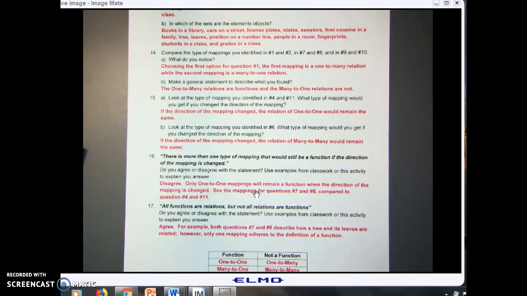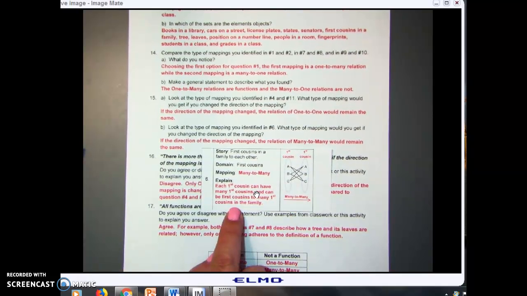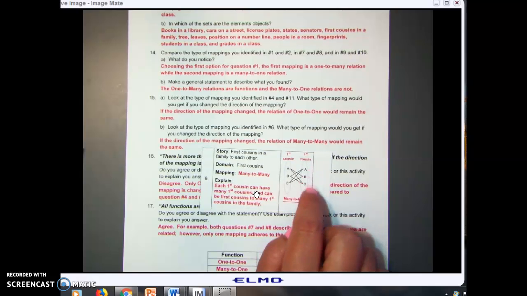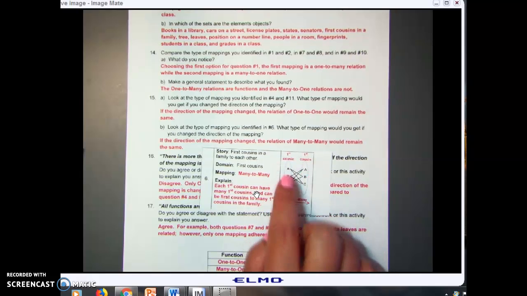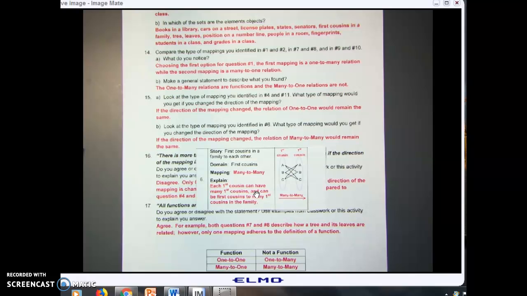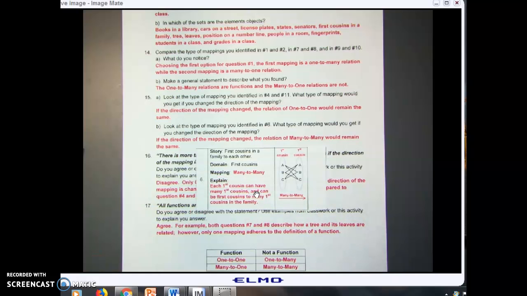So for B, it asked us to look at question number 6. And so that was a many-to-many mapping, because you could be first cousins with many people, and then each of your first cousins could have many first cousins. And so it asked us if we changed the direction of the mapping, what would happen? So it would actually stay the same, that many-to-many would switch to become many-to-many still.